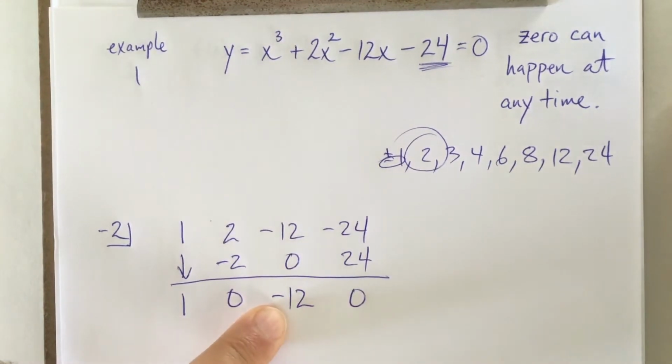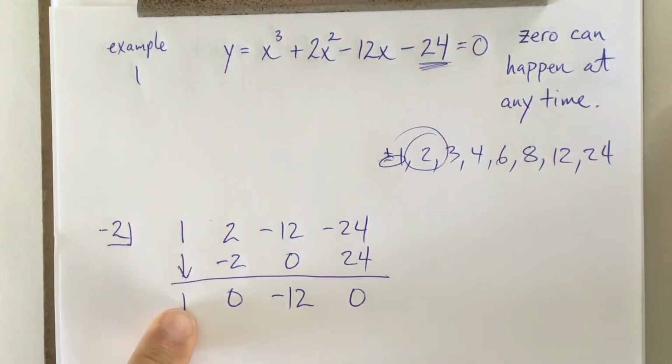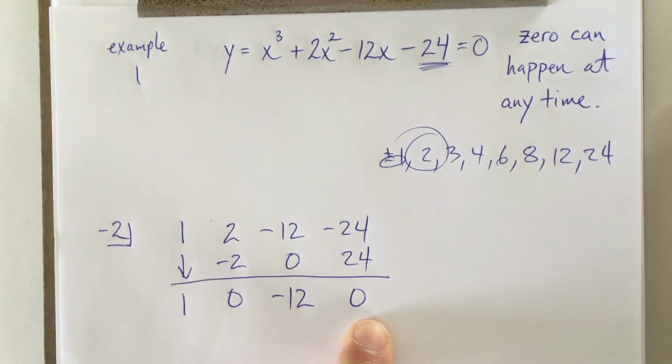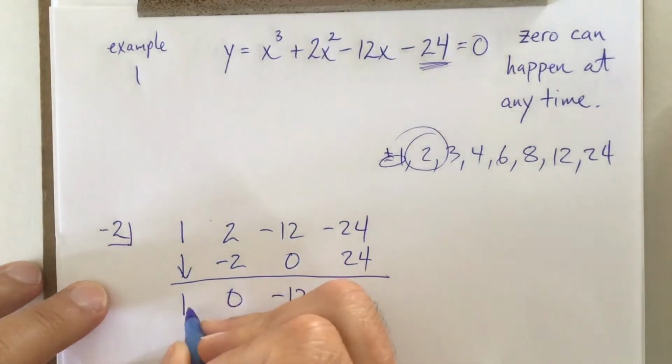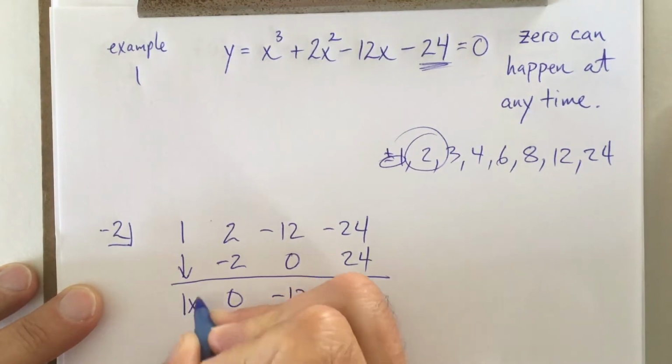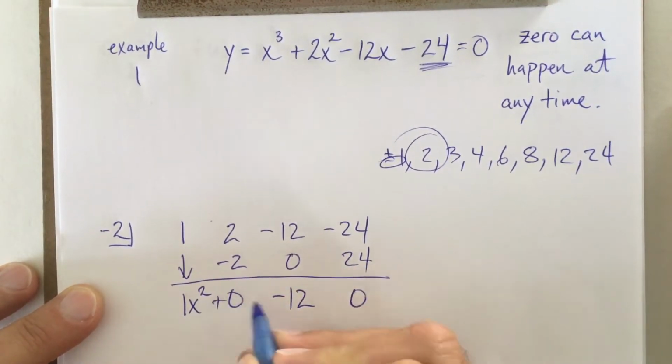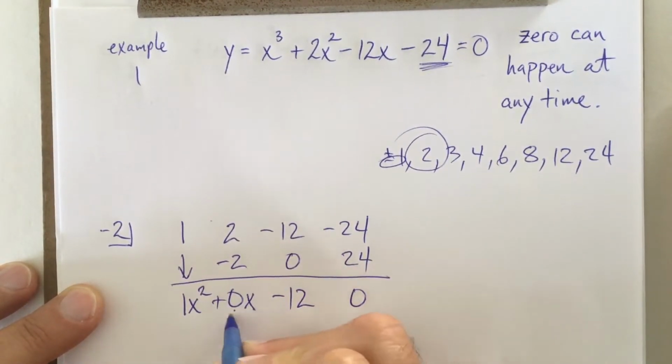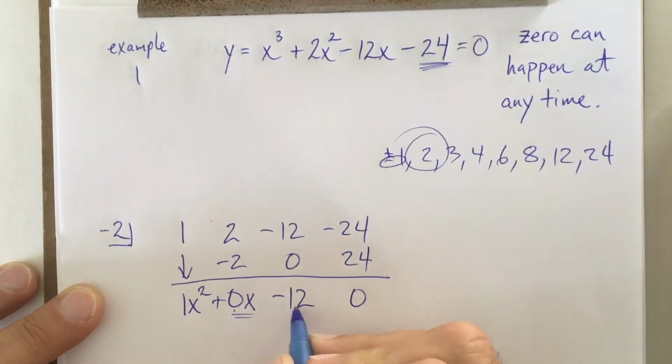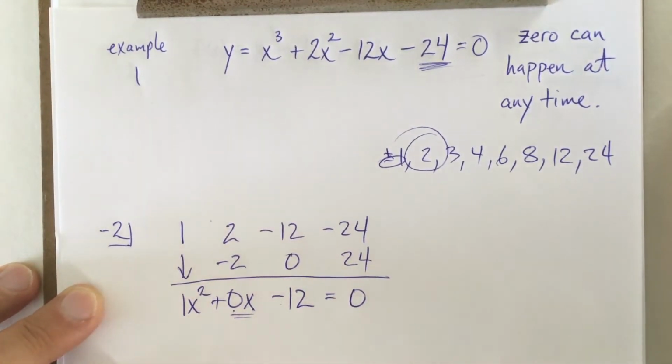So it can happen anytime, you can get a 0. You just want to make sure the last thing that comes out is also a 0. So let's continue. This we haven't seen before, but this would be an x squared plus the 0x. I call it 0x's. I call that the 0x. Minus 12 equals 0.